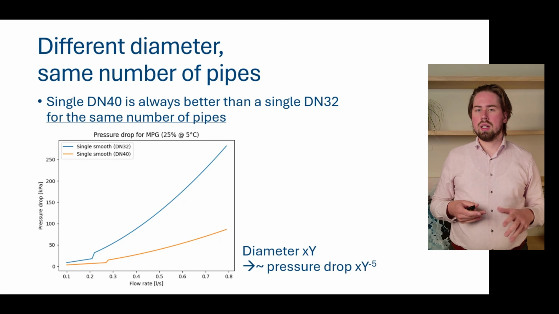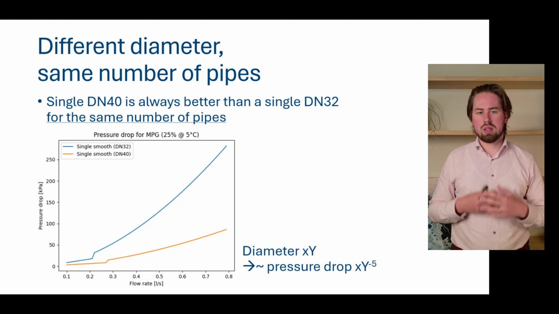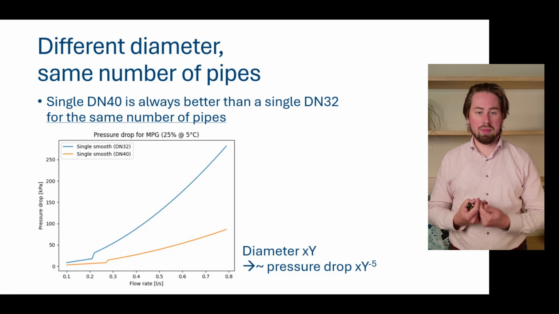And that's because of the relationship we discussed earlier: if we increase the diameter by a factor of y, then our pressure drop decreases with 1 over y to the power of 5. So a very strong relationship with the pipe diameter, which is clearly visible here.